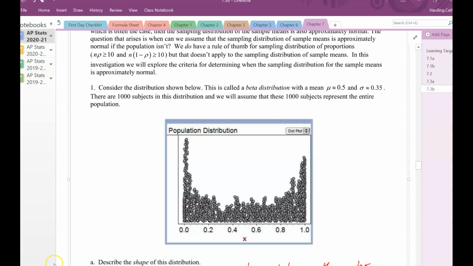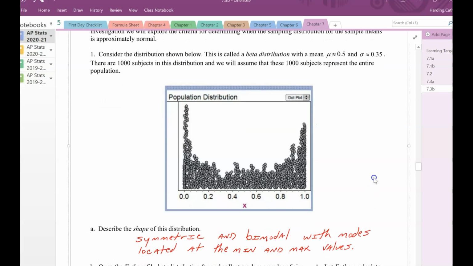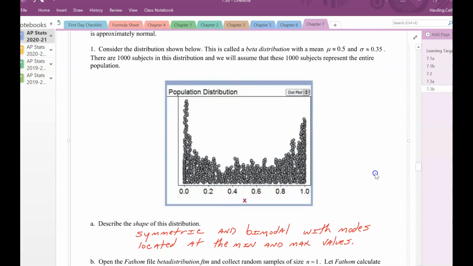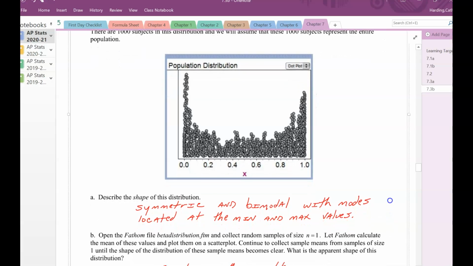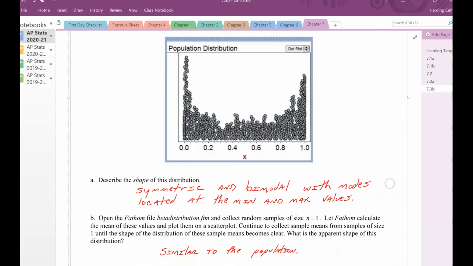It is not normal. This distribution is called a beta distribution. So just take a minute and think about what you might say about the shape. It's clearly bimodal, it's somewhat symmetric, and those peaks, those modes, appear to be at the minimum and the maximum values in the population. So then what we're going to take a look at is this exact distribution in Fathom, and we're going to manipulate the sample size so that we can determine when the sampling distribution becomes normal.